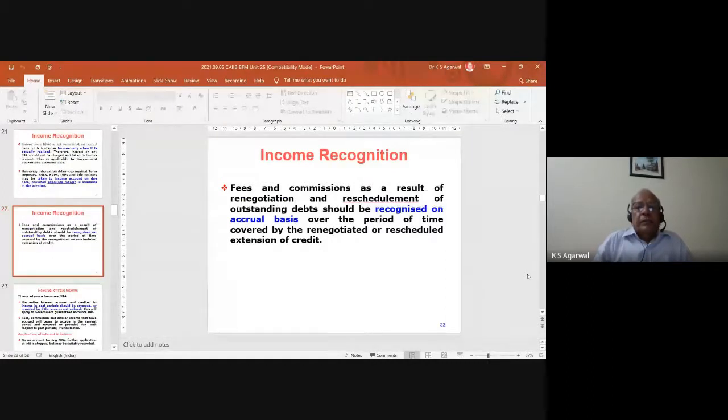Similar to interest, similar treatment is to be given to fees and commission. Fee and commission as a result of renegotiation or rescheduling of outstanding debt should be recognized on accrual basis over the period of time covered by the renegotiated or rescheduled extension of credit.